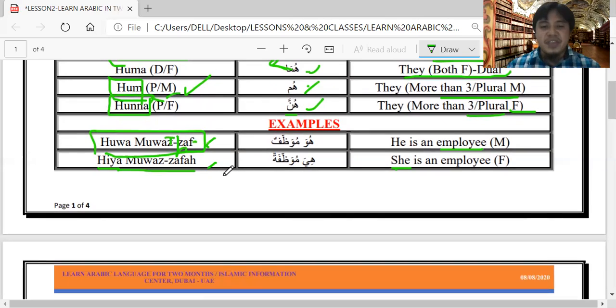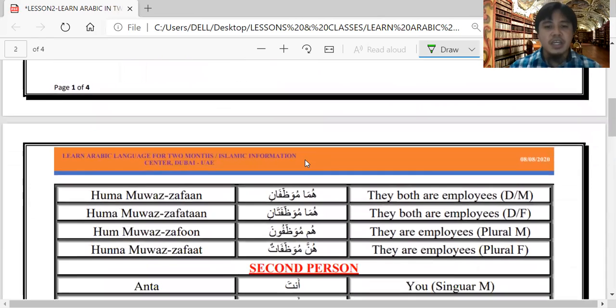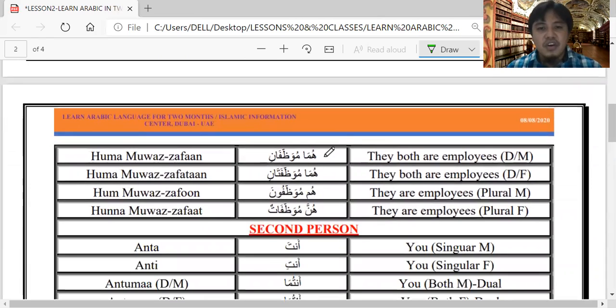Hiya موظفة. If I want to say she is an engineer, I will say hiya muhandisah. If I want to say she is a female teacher, I will say hiya muallimah or hiya mudarrisah, and like that. All right. Okay. Huma. Huma for male, I will say huma muwaddafan.